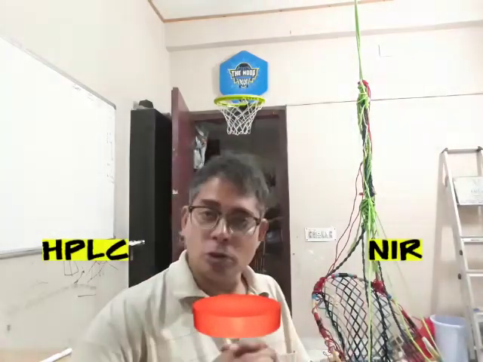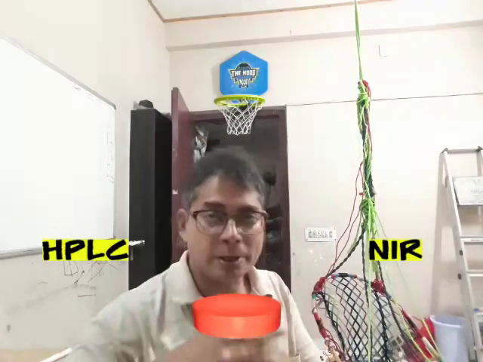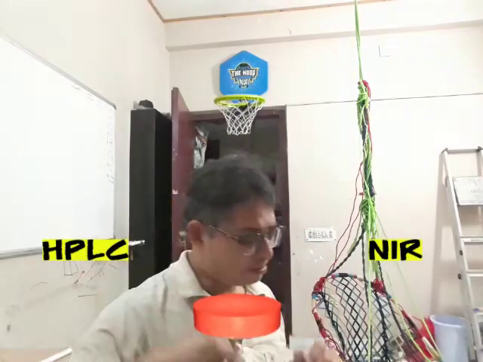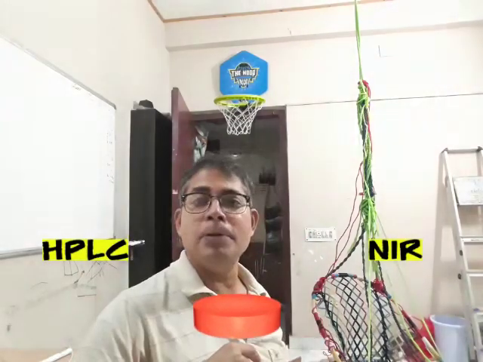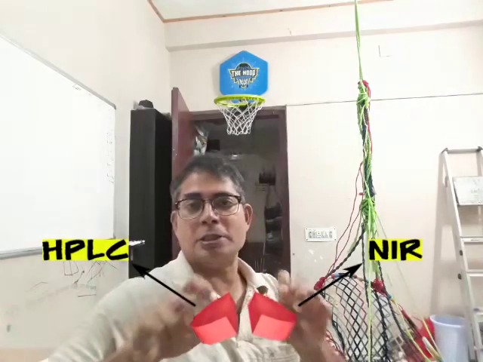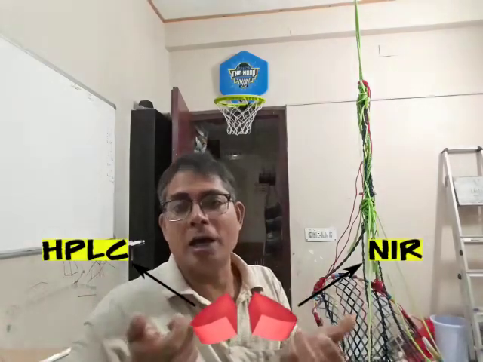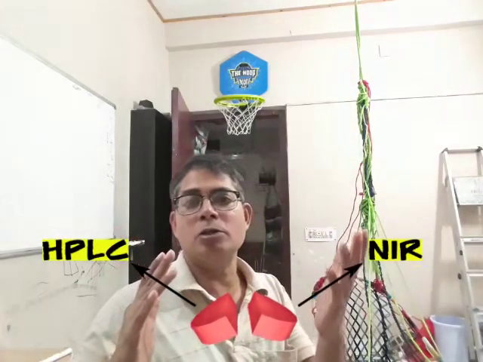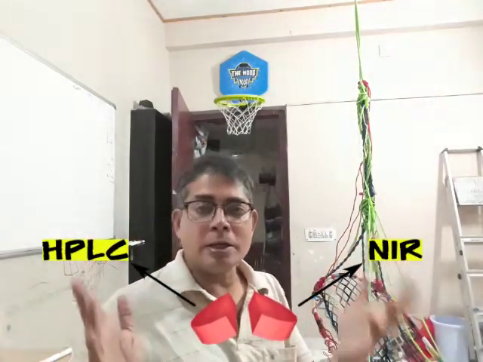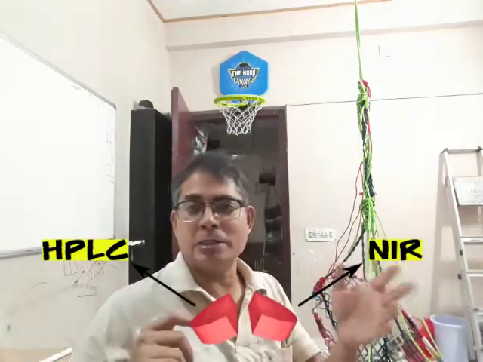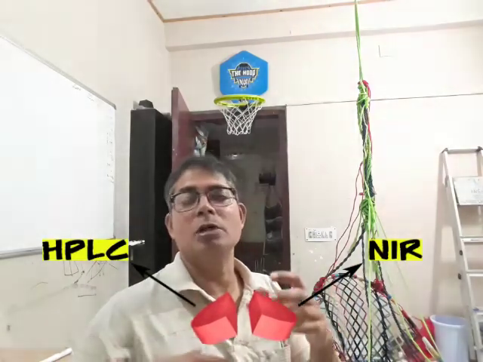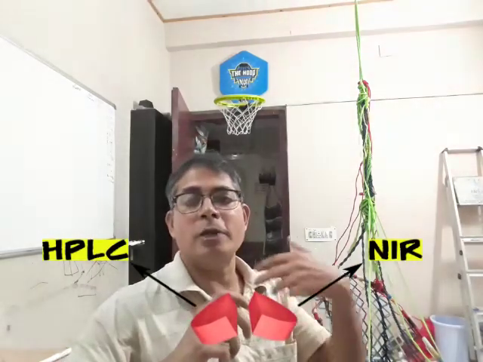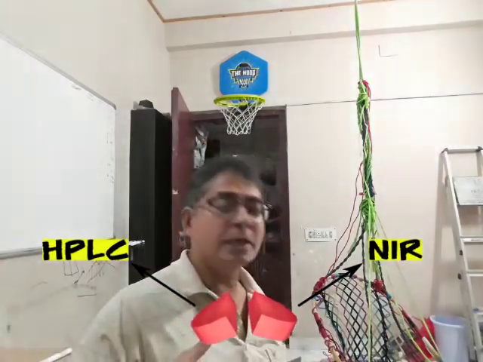For that, I take lots of tablets, all at the same time, and I split each tablet into two parts. I just break it into two equal halves and give one part to HPLC and the other part to NIR. As a result, I get certain measurements. Suppose I take 10 such tablets, and send one half to NIR and another half to HPLC. So I get various numbers.